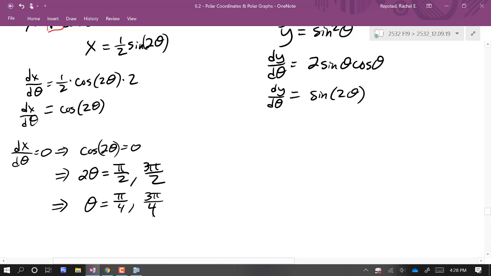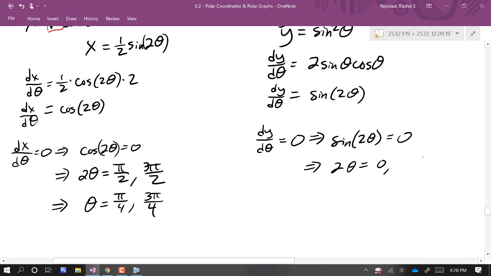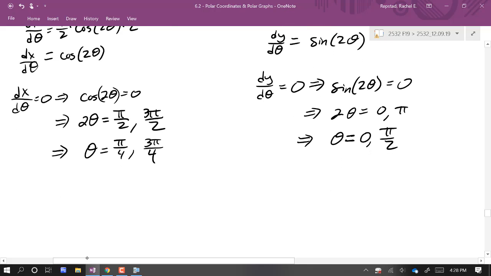Now, I don't want to assume that I'm going to have vertical tangents there just yet, because remember, if they're both zero, then we can't draw any conclusions. So I want to check to see where dy d theta is equal to zero first. Sine is equal to zero at zero and pi, and then we get 0 and pi over 2, after we divide by 2 to solve for theta. So notice we didn't get any doubled values: the places that make dx d theta equal to 0 and dy d theta equal to 0, none of them are the same. So that means both of those values on the left side will give us vertical tangents. Both the values on the right side will give us horizontal tangents.